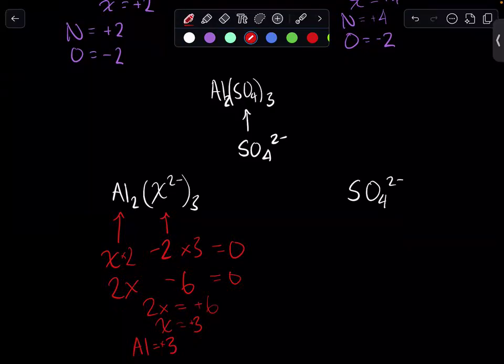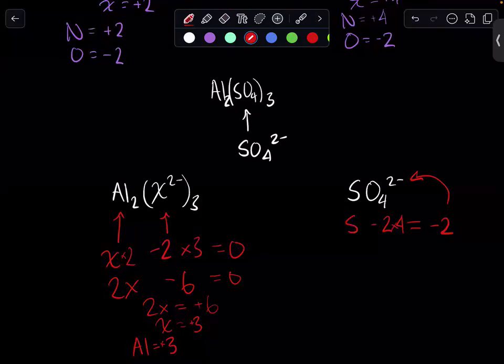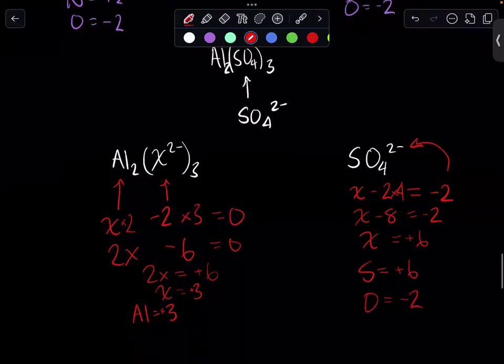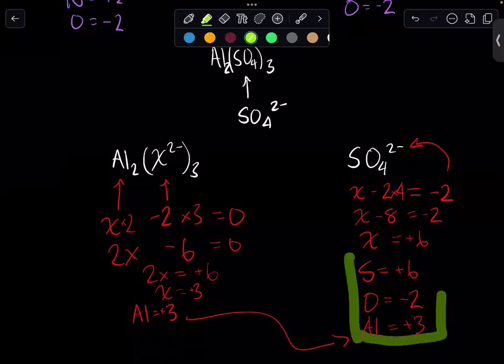Sulfate, on the other hand, the whole thing is equal to minus 2. And I know that from that minus 2 charge. Oxygen is each negative 2, and we have 4 of them. Sulfur, on the other hand, will be our X. And so therefore, X minus 8 is equal to negative 2. X is equal to positive 6. Sulfur is equal to plus 6. Oxygen is equal to minus 2. And aluminum is equal to plus 3. And there are all our oxidation states.